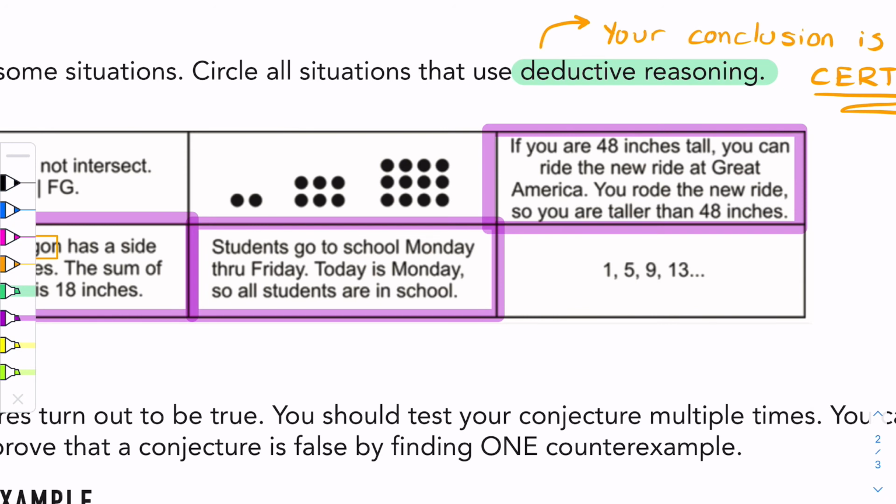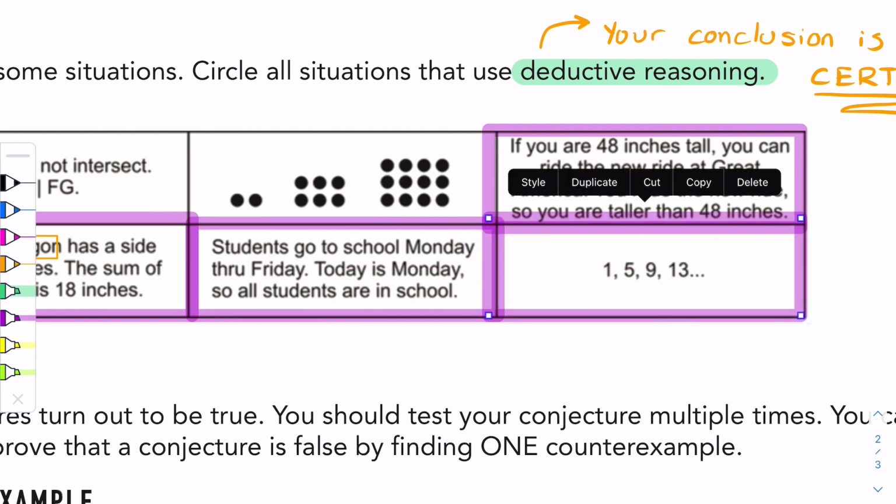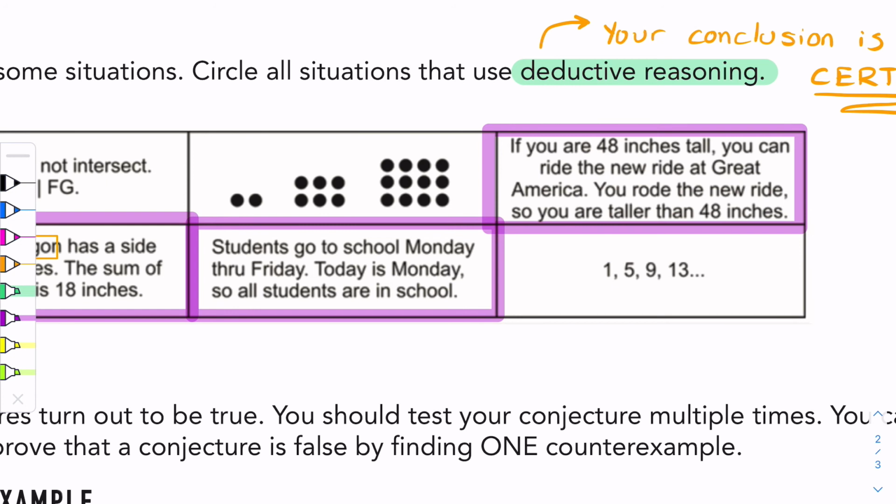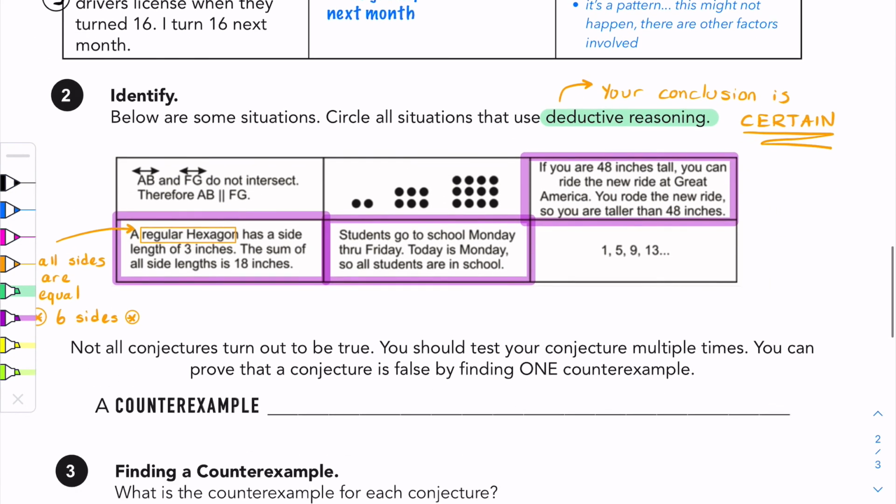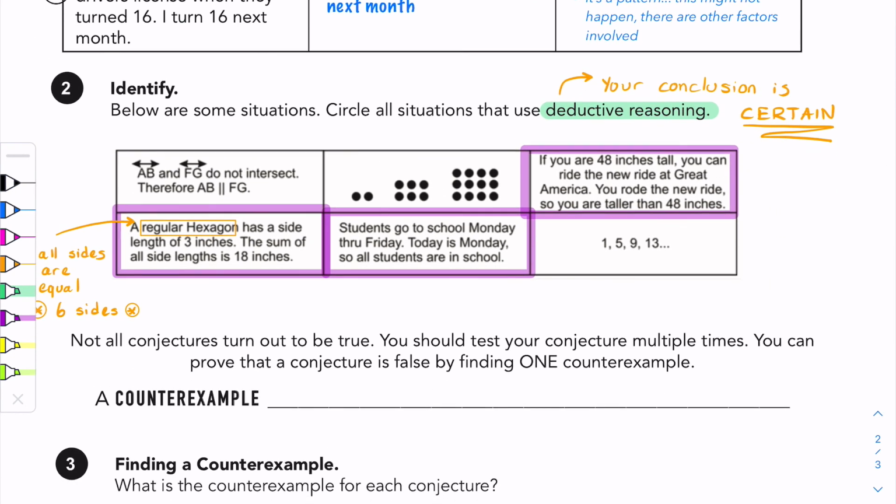And the last section. This should be a quick, easy one to see. This is a pattern. Patterns automatically indicate that you're using inductive reasoning, so that would not be deductive. We don't want to leave that one highlighted. So of the 6 situations, we have 3 of them highlighted for deductive reasoning. Now, these are pretty basic deductive reasoning ones. Most of the ones you're going to see on your homework or on quizzes will be specific to our geometry class.